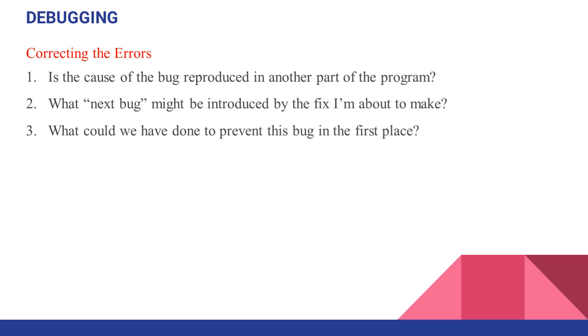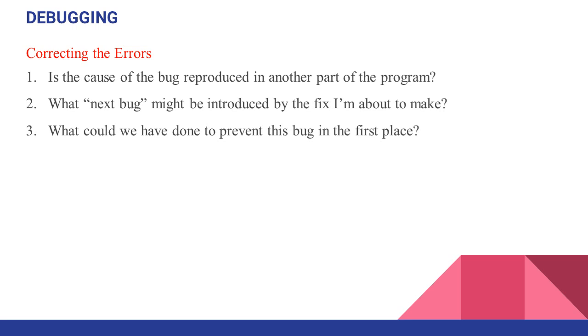Is the cause of the bug reproduced in another part of the program? In many situations, a program defect is caused by an erroneous pattern of logic that may be reproduced elsewhere. Explicit consideration of the logical pattern may result in the discovery of other errors.